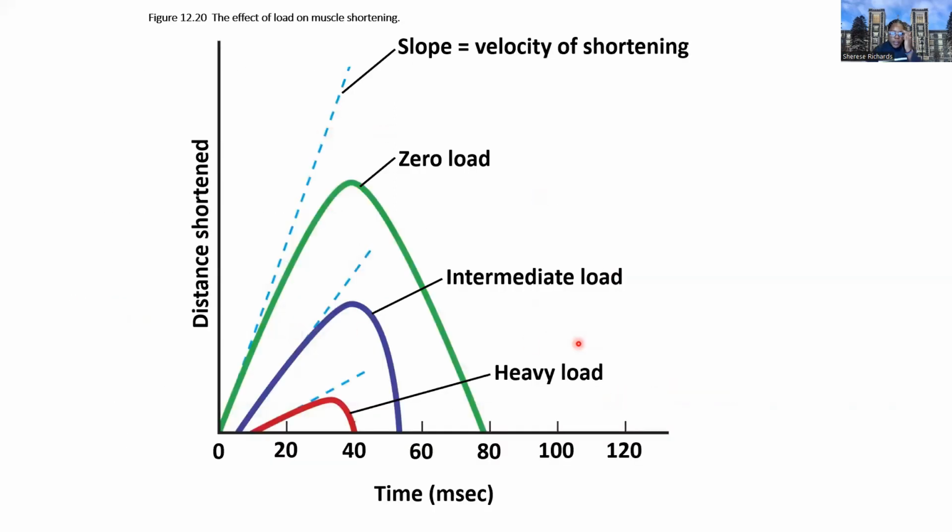Okay, and then this is just comparing the slope of those curves. So the slope here is equal to the velocity of shortening. And as we can see, the heaviest load, which is here, right, when the load is extremely heavy, the distance shortened is at its lowest or shortest. The latent period is the longest. Remember, the latent period is the time before the force generation starts. So there's a longer latent period. And the overall length of the contraction is the shortest. So we're not able to sustain this contraction for as long as if the load was zero.